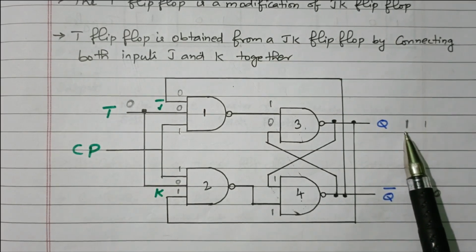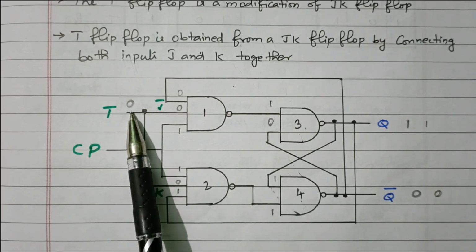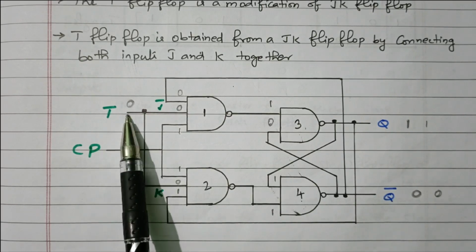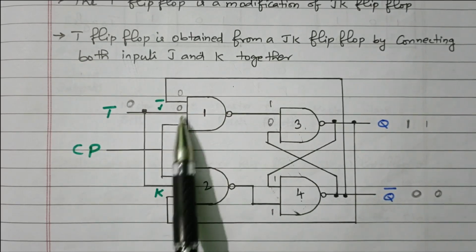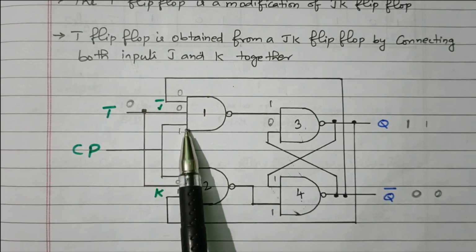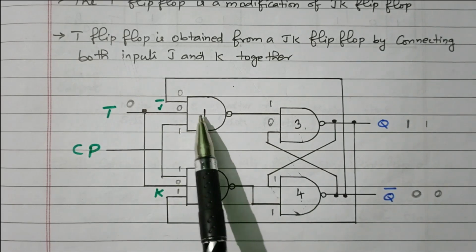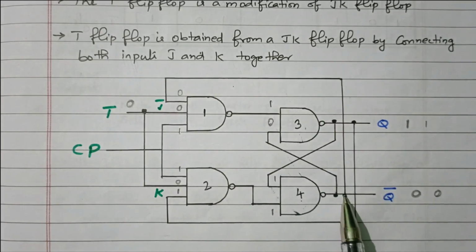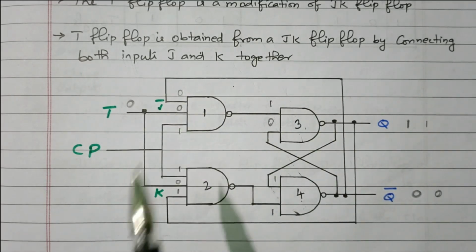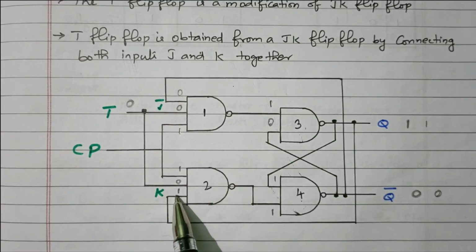If Q is 1, then Q bar will be 0. T is 0, Q is 1, Q bar is 0. So the same 0 is given to NAND gate 1 as well as NAND gate 2 as the J, K inputs. One more input is the clock pulse, which is 1. This NAND gate gets Q bar as one of the inputs. Q bar is 0, so the inputs are 0, 0, 1. This NAND gate gets Q as an input, so Q is 1.